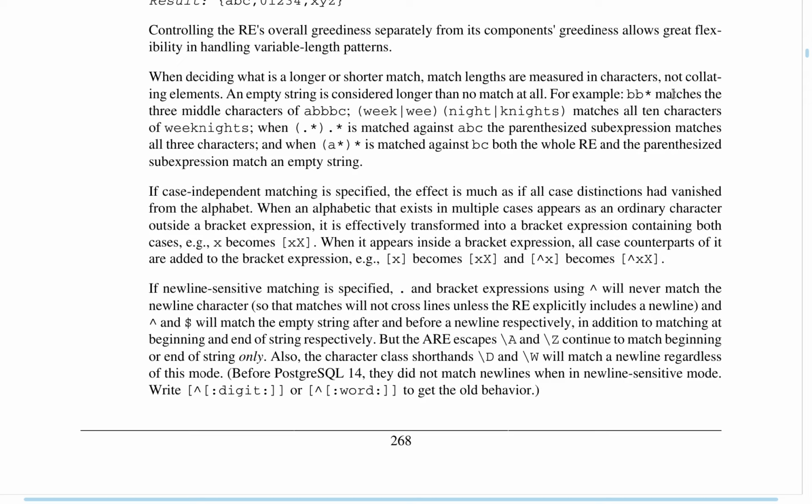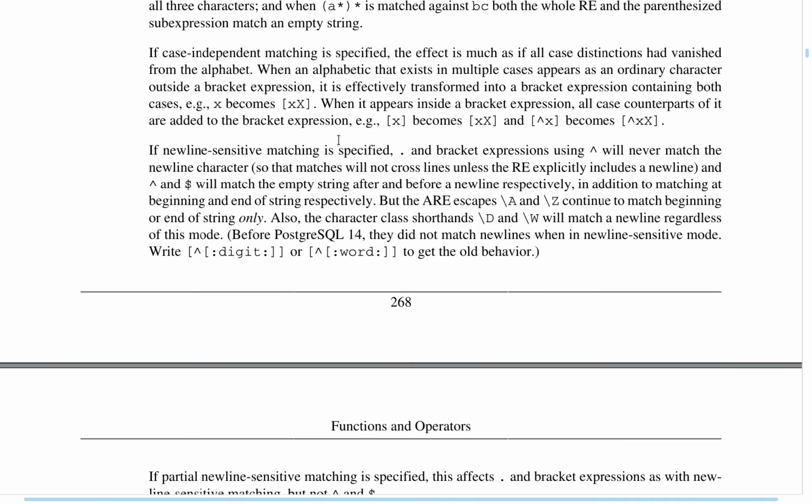For example, bb* matches the 3 middle characters of abbbc. (week|wee)(night|knights) matches all 10 characters of weeknights. When (.*).* is matched against abc, the parenthesized sub-expression matches all 3 characters. And when (a*)* is matched against bc, both the whole RE and the parenthesized sub-expression match an empty string.